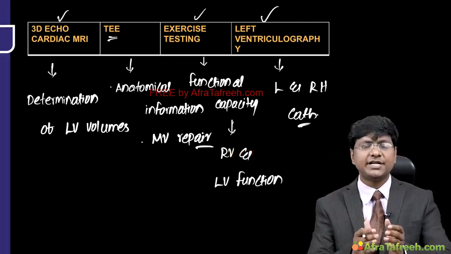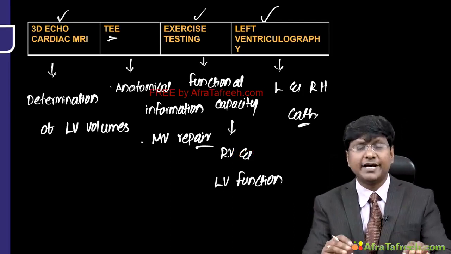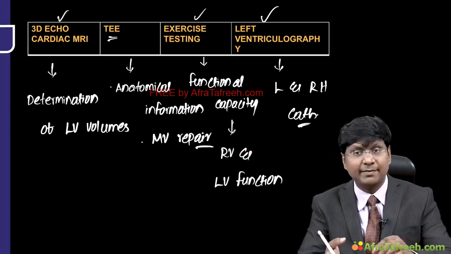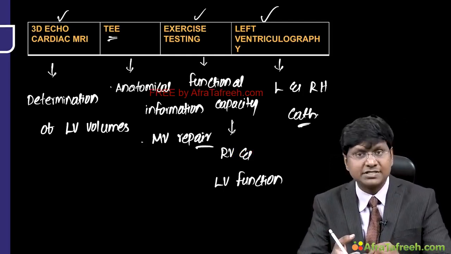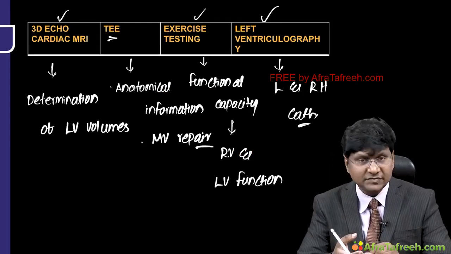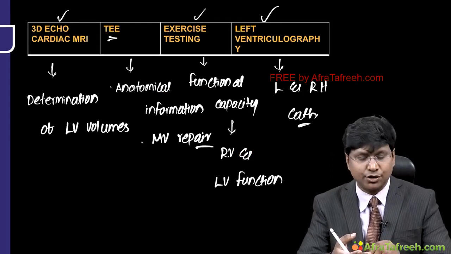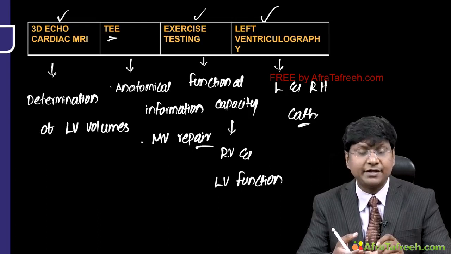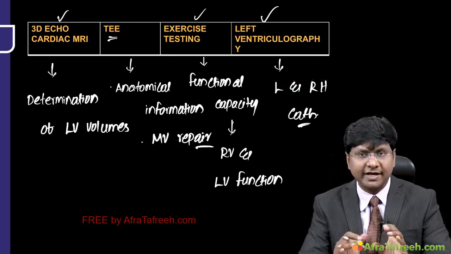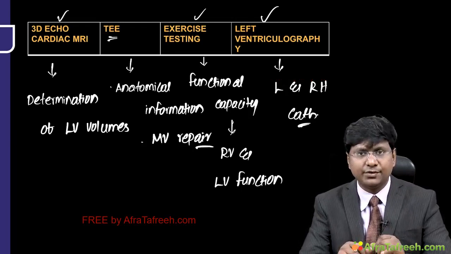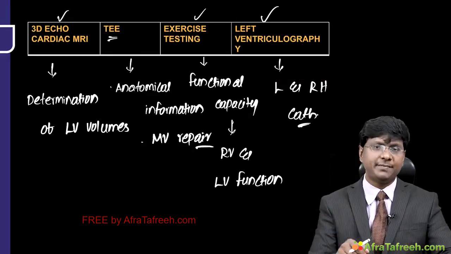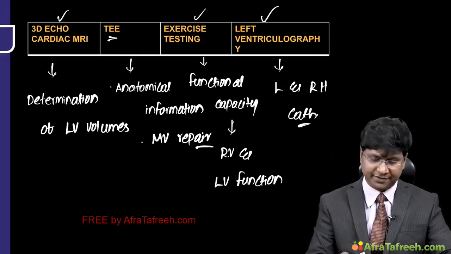So what do you think is the first line investigation now? That will be two-dimensional echocardiography, right? That will demonstrate the prolapse, the MR, the regurgitant volume, and the effective regurgitant orifice area. So everything can be demonstrated in the 2D echo, right? But during the intraoperative repair, you require transesophageal echocardiography.